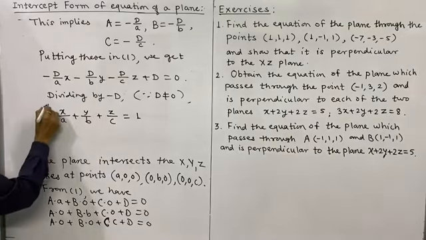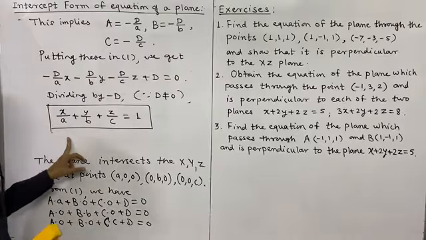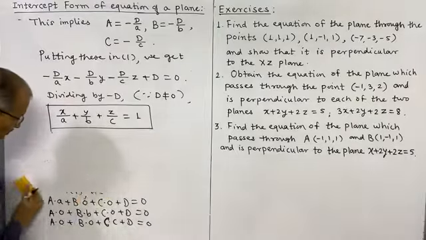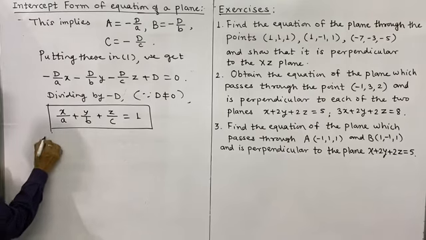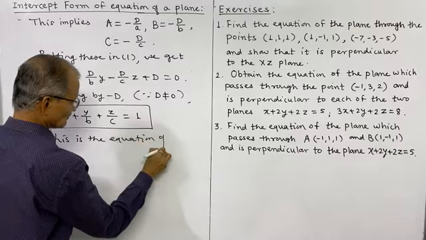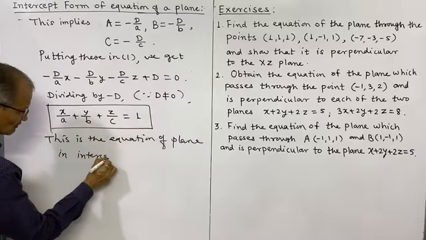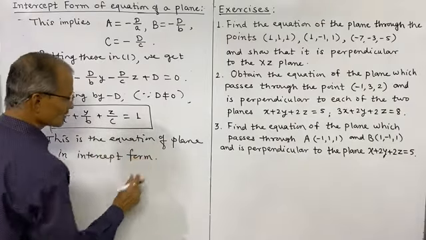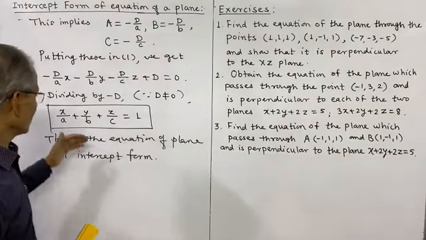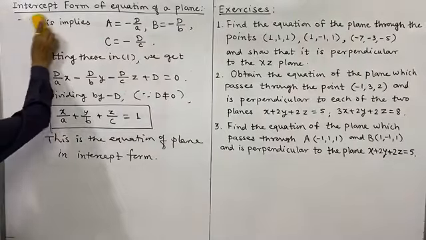So this is the equation of plane in intercept form, where a, b, c are the intercepts on x-axis, y-axis and z-axis. So this is a simple form. Right side is necessarily 1, and this equation gives the direct intercepts of the plane on xyz axes.